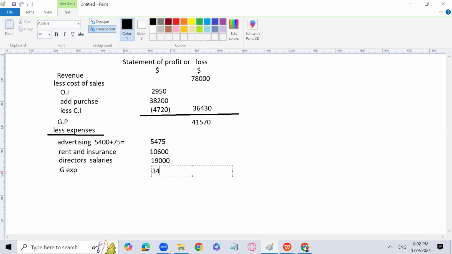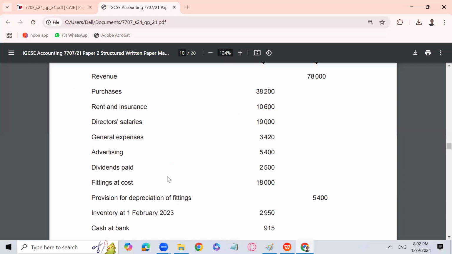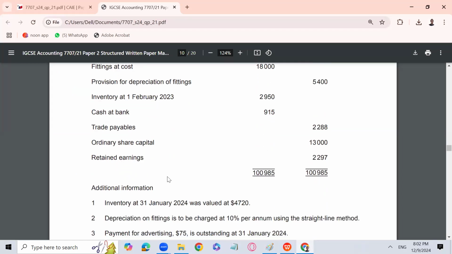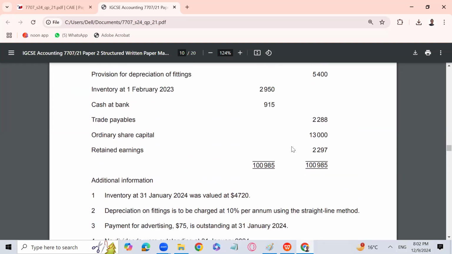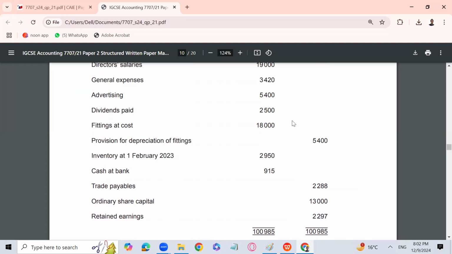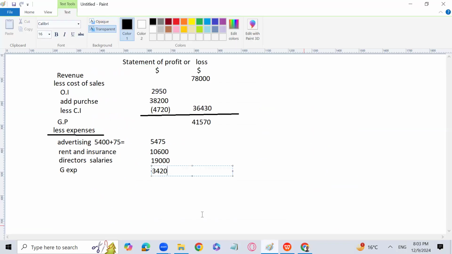3420. Then I need to write the depreciation. Let me write it down because dividend will come in the statement of changes in equity along with share capital and retained earnings. So depreciation, fitting 10% using straight line method. The fitting's cost is 18,000. So depreciation on fitting is going to be 18,000 multiplied by 10%. So that is going to be 1,800.